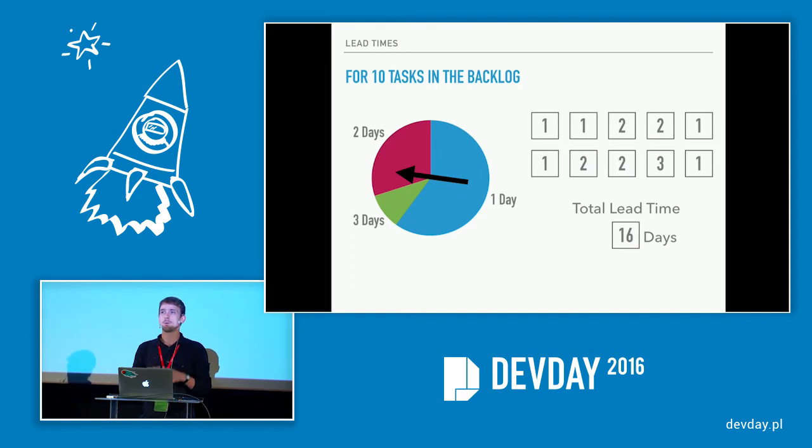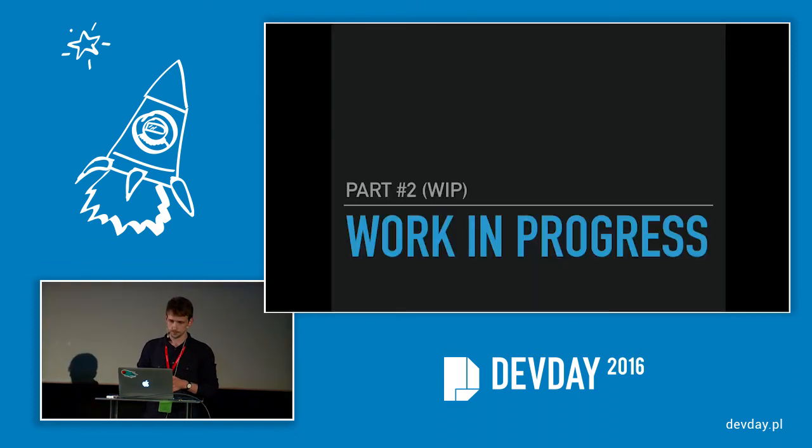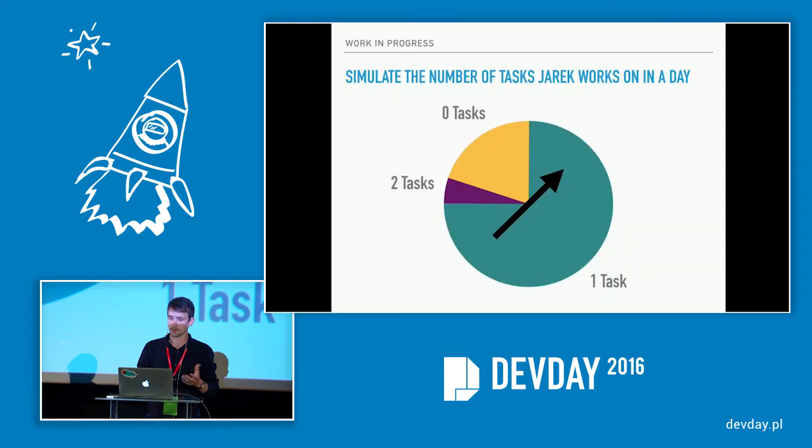But if you remember, sometimes he was not working, and sometimes he was working on 2 tasks. So we also have to simulate work in progress, and this is the second input in our model. Work in progress is the number of tasks he's working on at the same time. So for Jarek, it could be 0, 1, or 2. We count it up in the same way as we did with lead times, and we get another probabilistic distribution. Now we have this, we use it to simulate how many actual work days it takes to complete the total lead time of 16 work days.